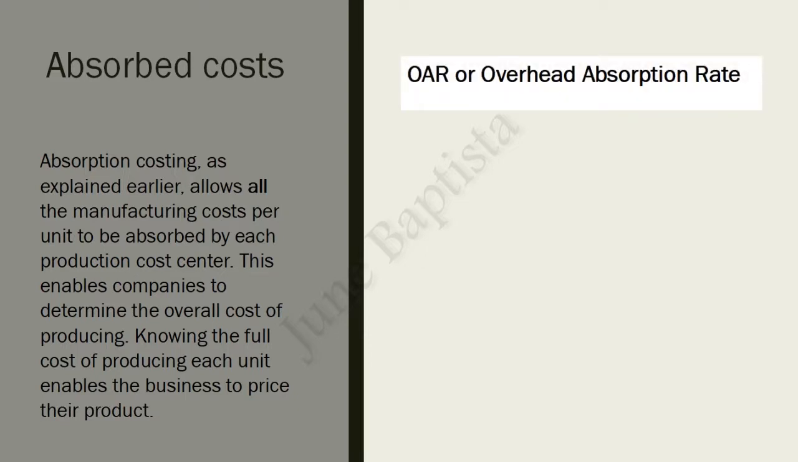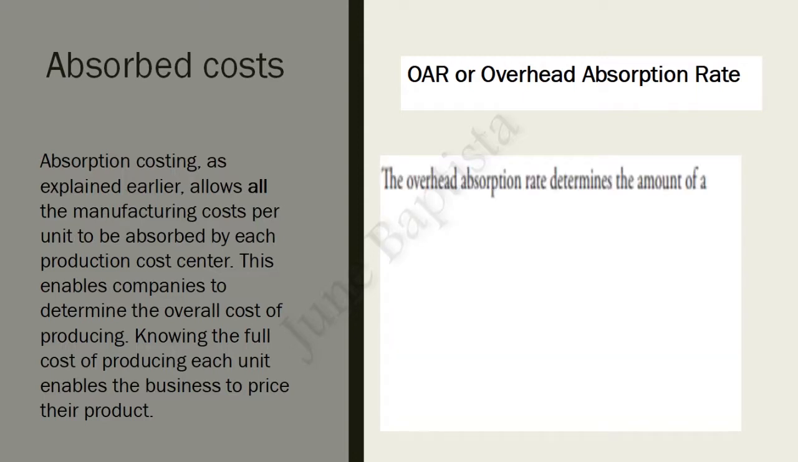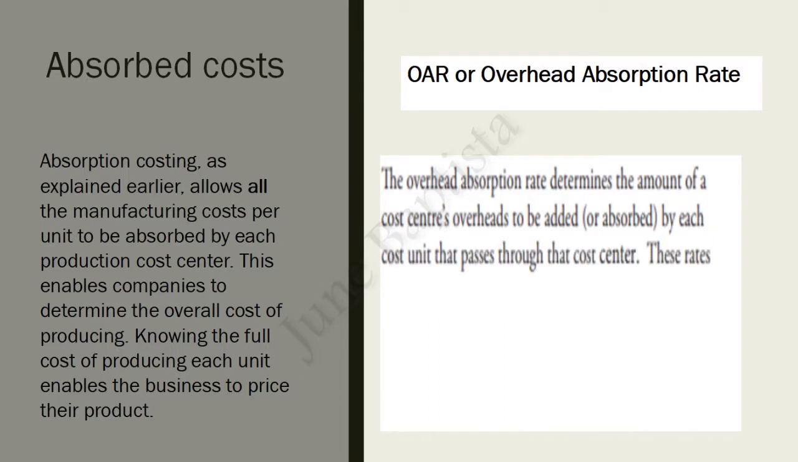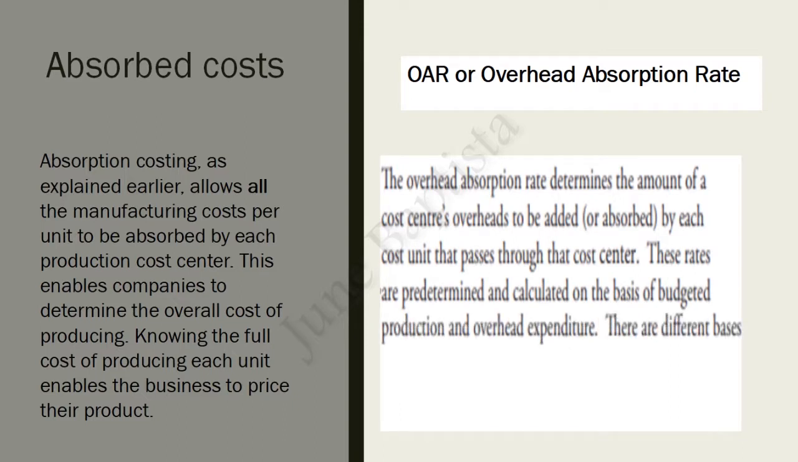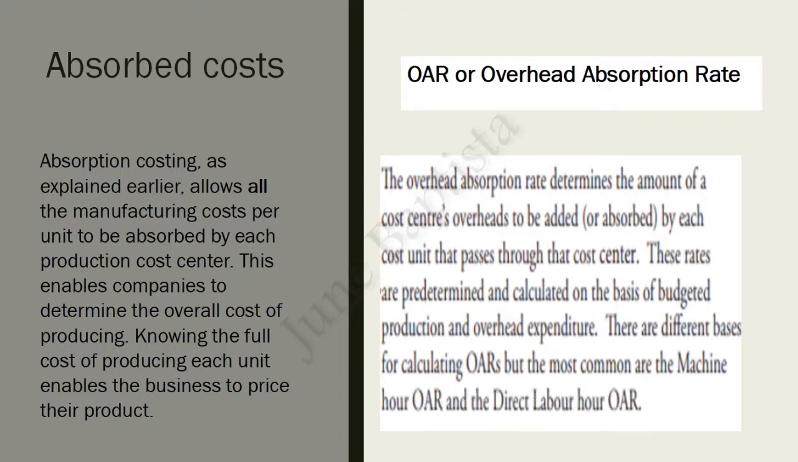OAR, or overhead absorption rate. The overhead absorption rate determines the amount of a cost center's overheads to be added or absorbed by each cost unit that passes through that cost center. These rates are predetermined and calculated on the basis of budgeted production and overhead expenditure. There are different bases for calculating OARs, but the most common are the machine hour OAR and the direct labor hour OAR.